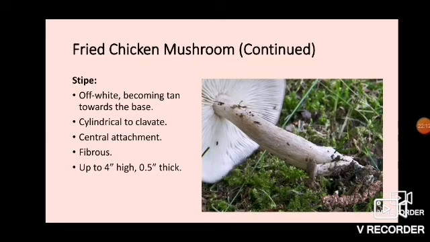The stipe is off-white, becoming tan towards the base. It is cylindrical to clavate. It has a central attachment to the cap. It's quite fibrous. You can see there those longitudinal fibers, and it's up to about 4 inches high and a half-inch thick.